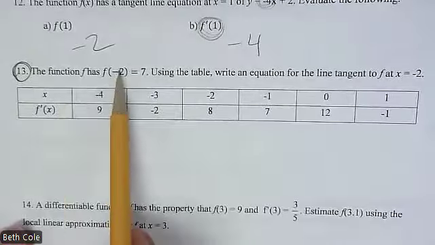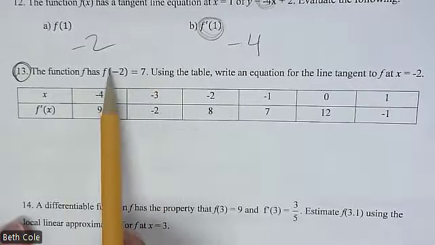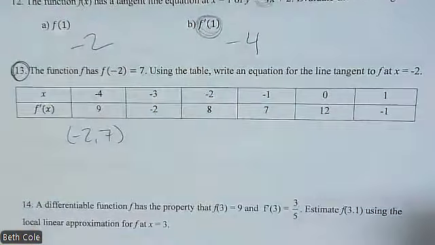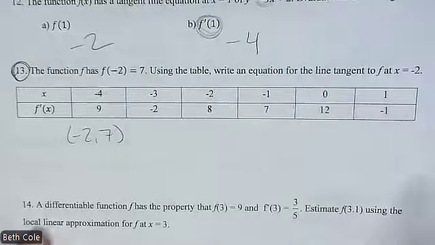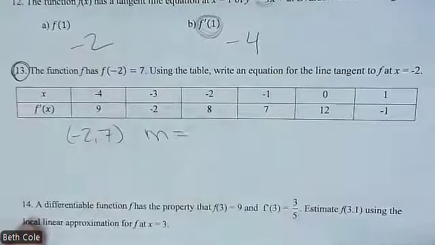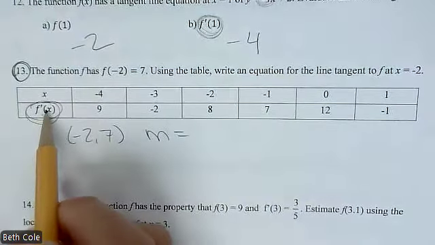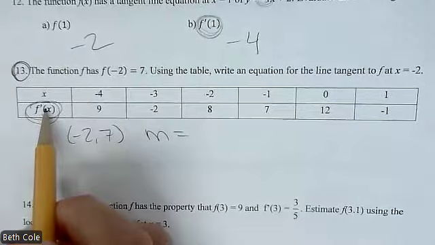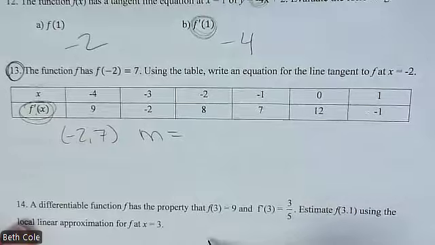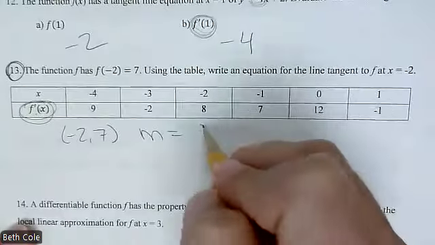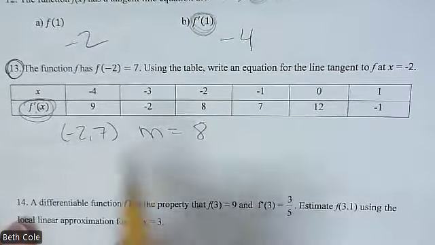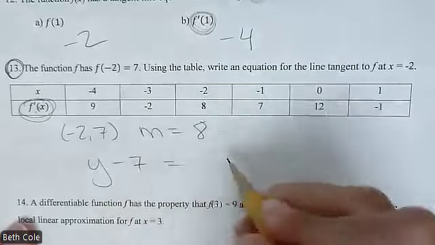All right. The function f has that. How am I going to tell you to rewrite this? The point, -2 comma 7. Just do it. It'll help you know what's going on. Using the table, write an equation. What 2 things do you need for an equation? All right, you have your point. We need our slope. Slope comes from the derivative. Our point of tangency is -2. What's our slope at -2? Good. Do you see where that came from? Put it all together. Good?